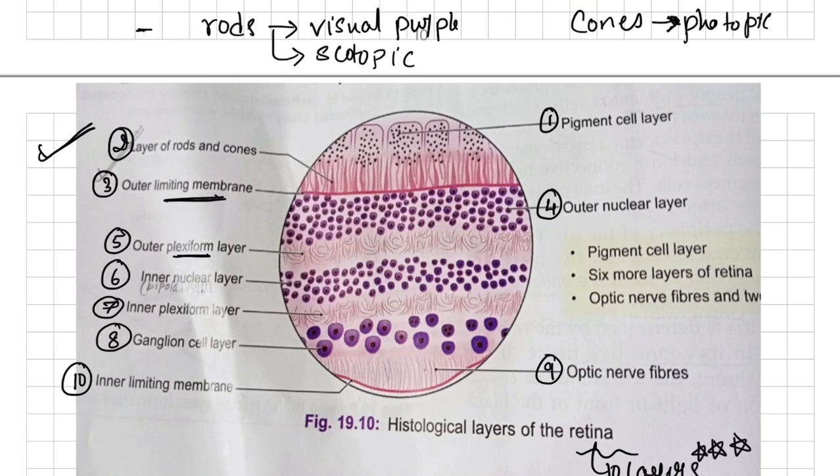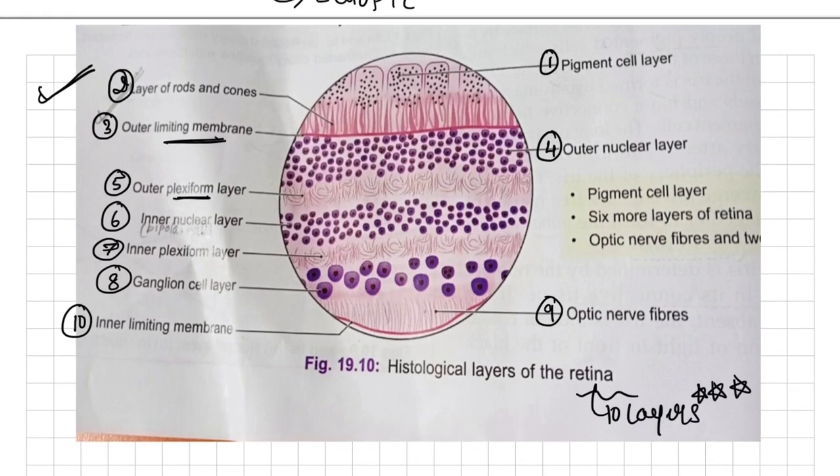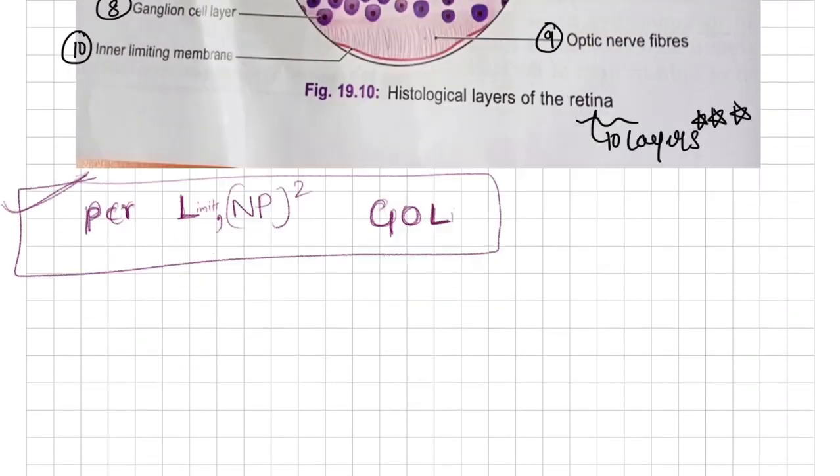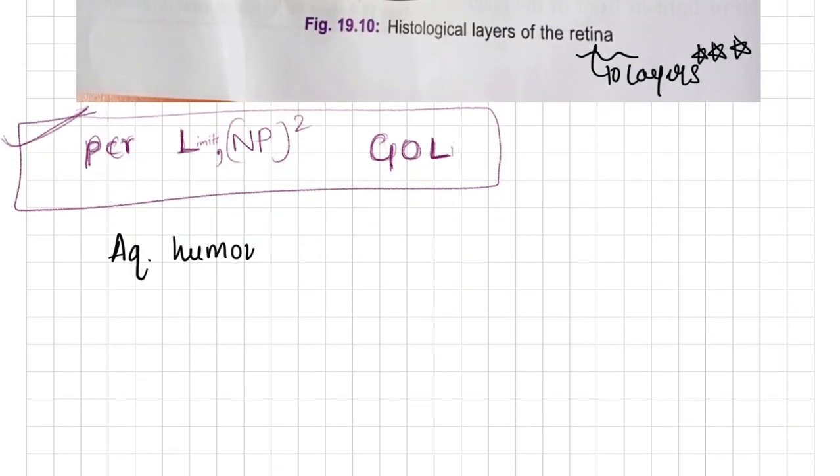So I have just a short trick to remember this. In order to remember this, just make a mnemonic and cover it up. The 10 layers of retina are quite important. First is PCR, okay? PCR L NP square GOL. So L you can consider as limiting, but no problem. And GOL is some person's name, Golu or something like that. So PCR is a limiting thing, but no problem, Golu. So you can just apply it over there. It follows the 10 layer sequence.